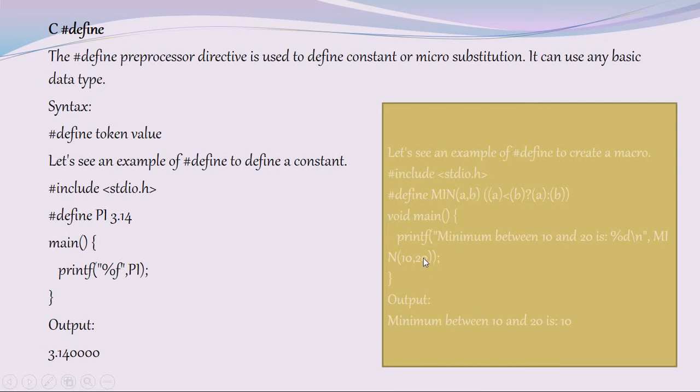This will pass the value. This will call the macro here, and the values 10 and 20 will be replaced here, and the condition will be evaluated, and the 10 will be passed back as the result, which will replace MIN(10, 20). So our output is going to be 10. So this is the function like macros. It just works like a function call, similar to functions.